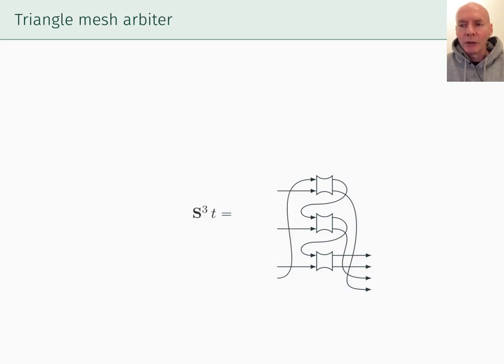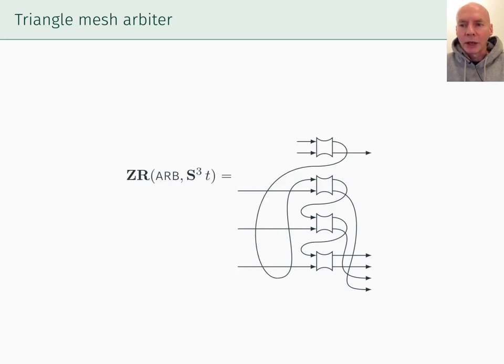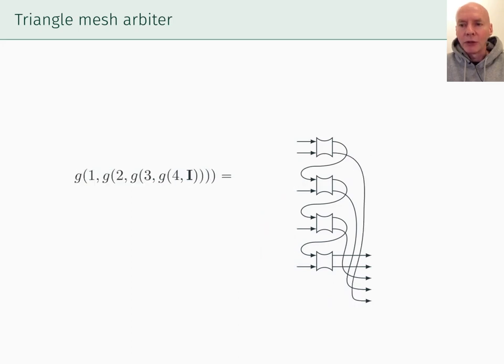And S cubed of t moves the first input down to the bottom. Rack of arb with that looks like this. Another connection. Rack of I, one more connection. G of 1, G of 2, G of 3, G of 4I looks like these four arbiters connected like that. Or in other words, fold with vacuous case I of G applied to iota 1 to 4 looks like those four arbiters in that configuration.